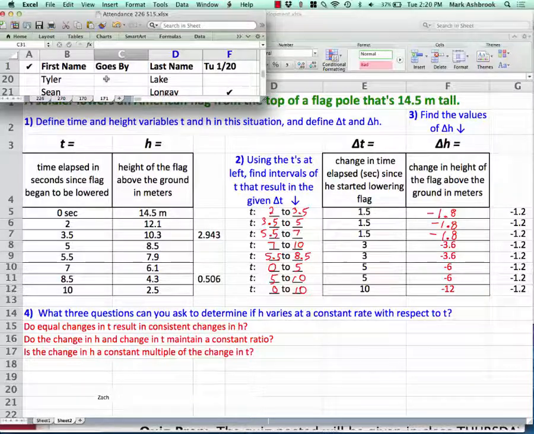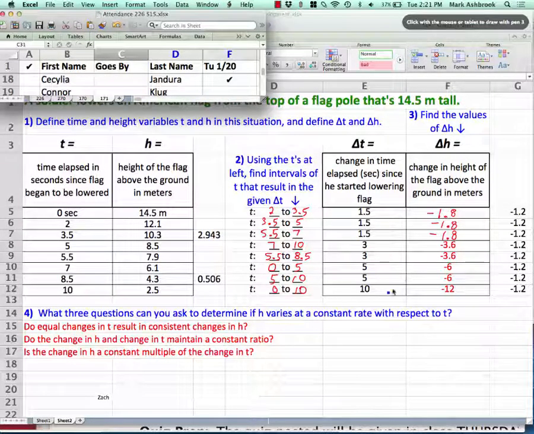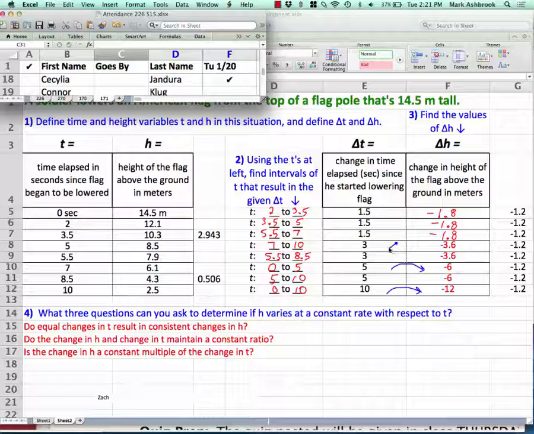Because we're analyzing whether or not h and t are in constant rate of change. All of our analysis focuses on the change in h and the change in t taken together. Okay, so yes, and what about the last one? Is the change in h a constant multiple of the change in t? So coming over here, is there a number that we always multiply by delta t that will give us delta h? And what is it?